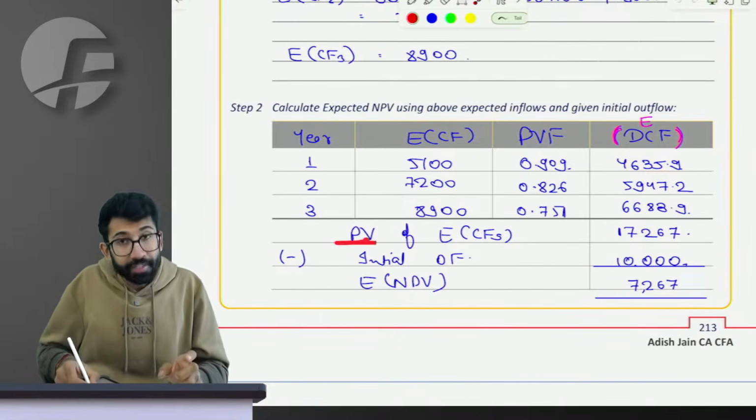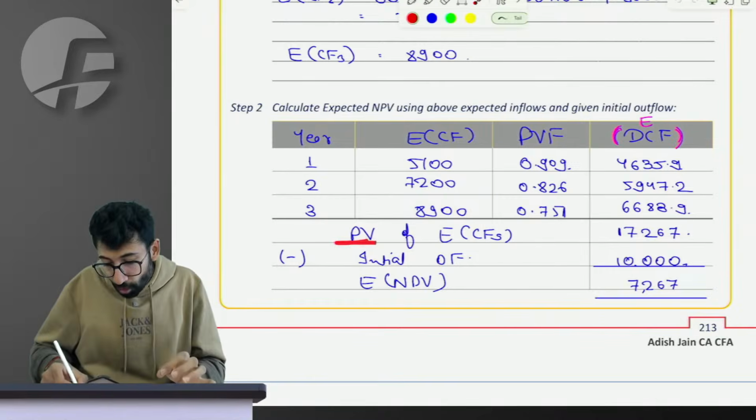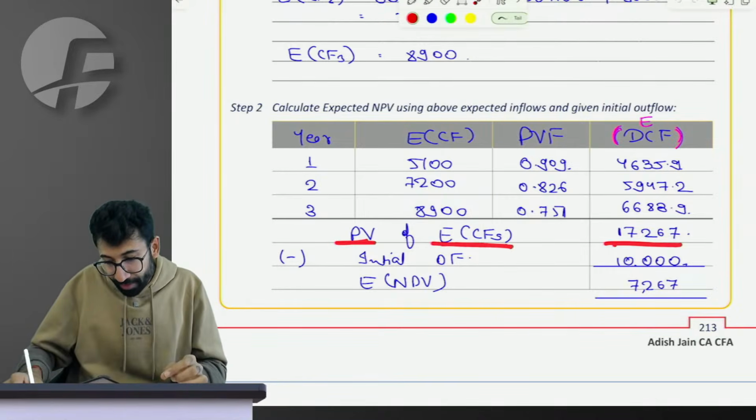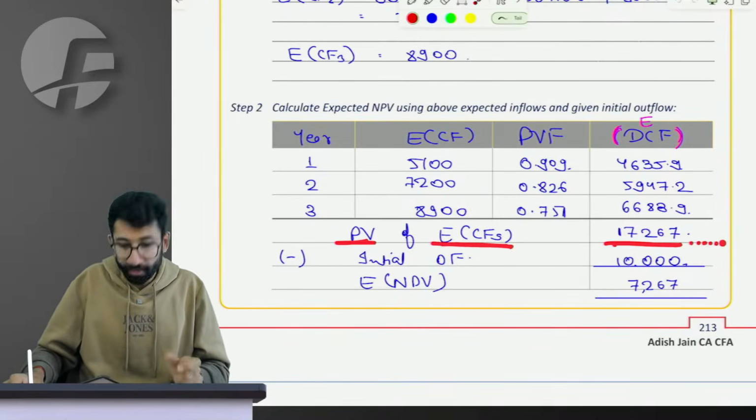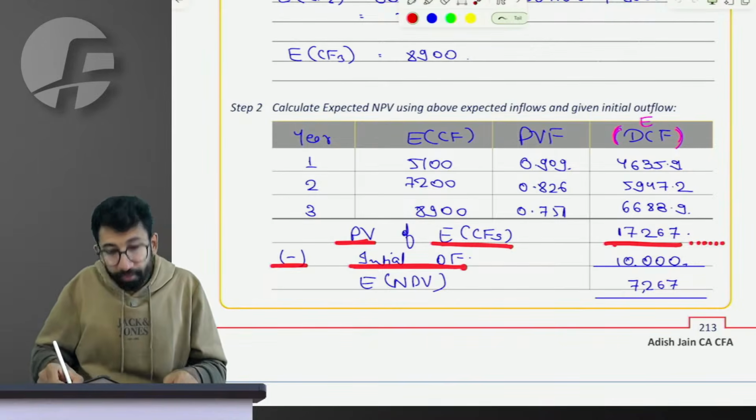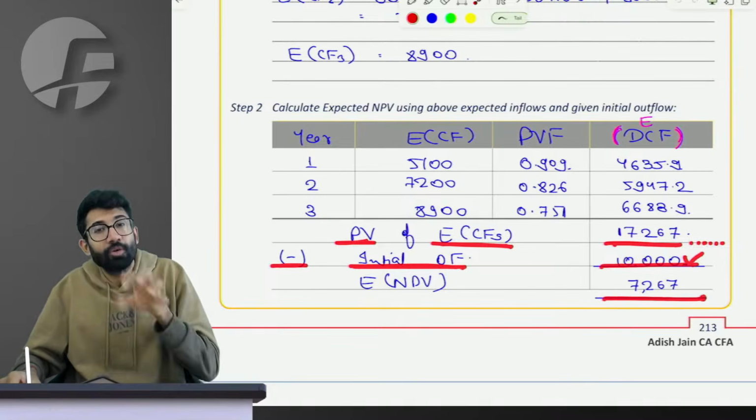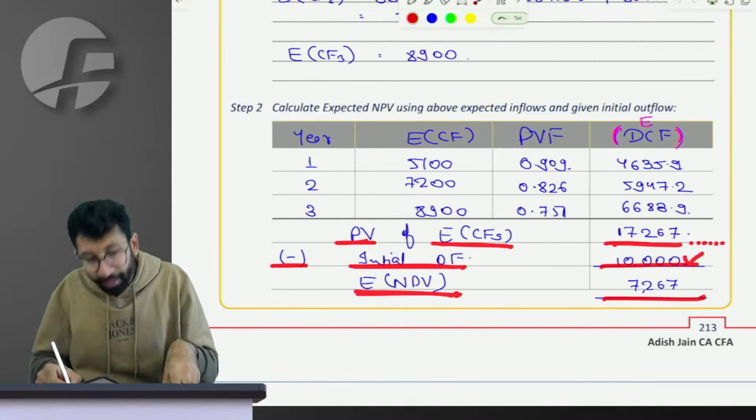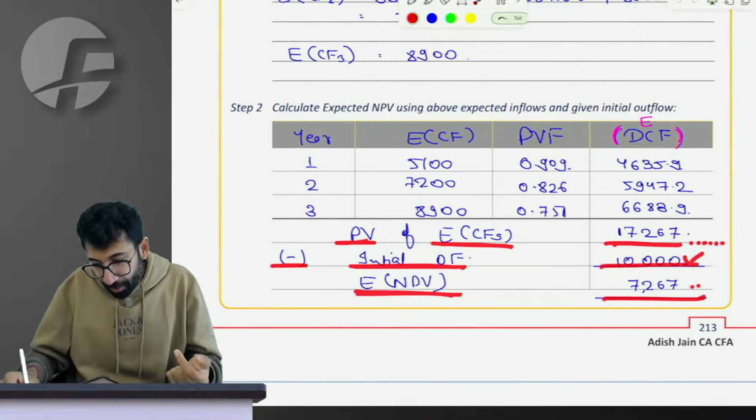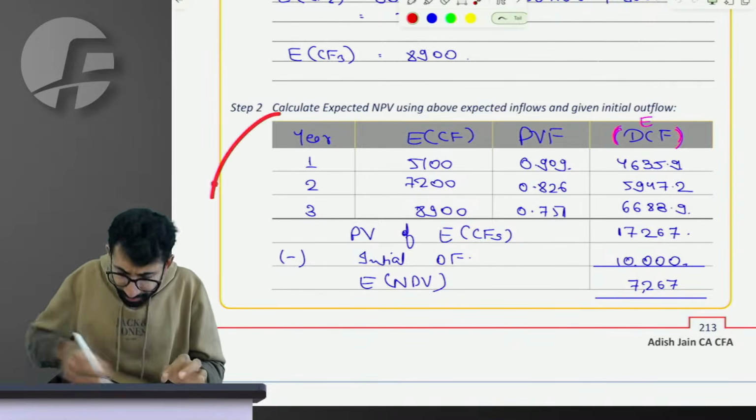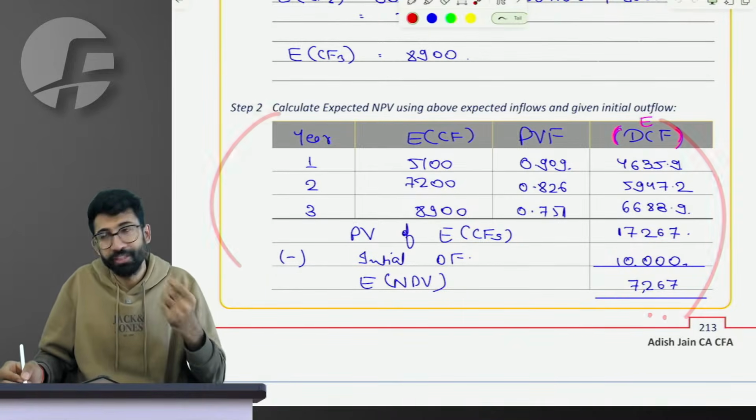So overall, the total present value of all the expected cash flow is 17,267, right? Less the initial investment that I'll have to make today, which is 10,000. So in present value terms, whatever I've earned, the expected NPV is 7,267. This is the most basic thing that you do even at the entry level.